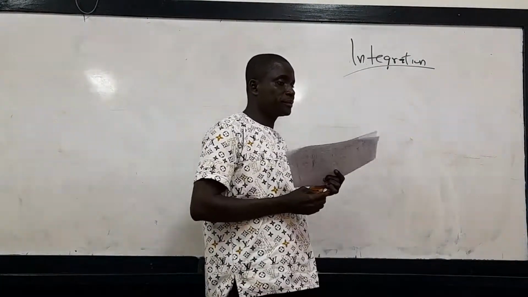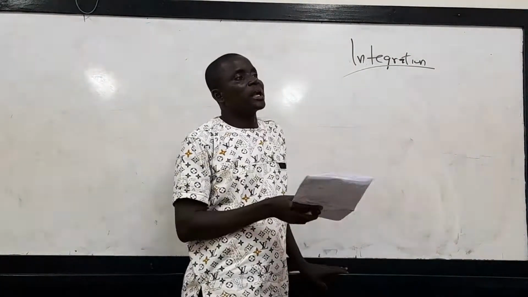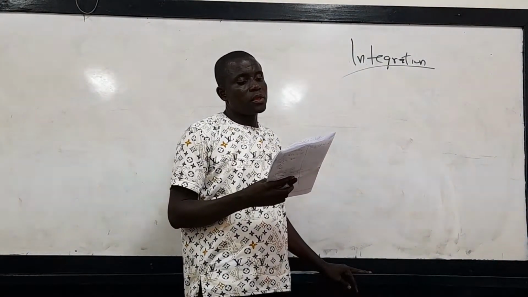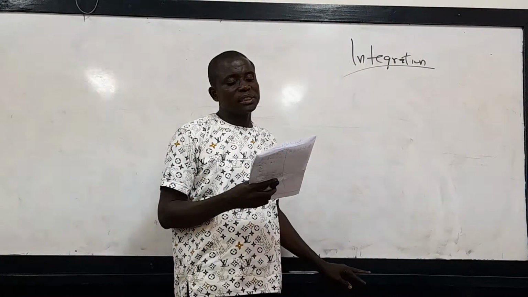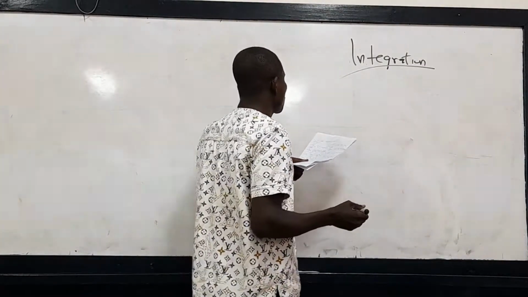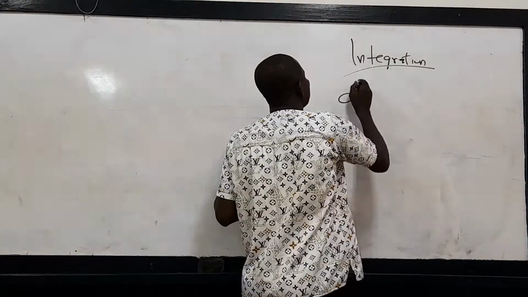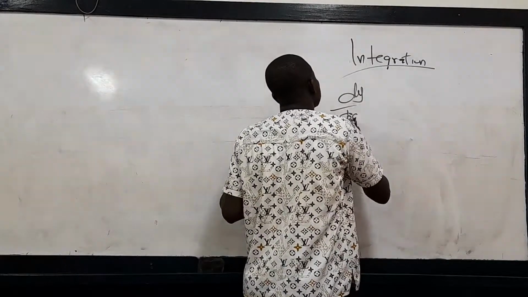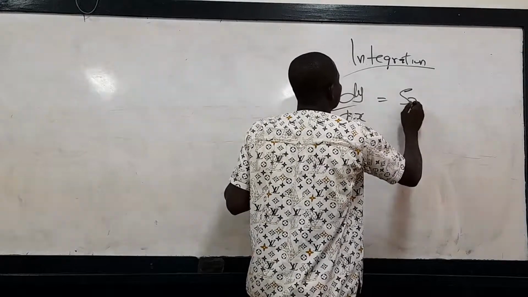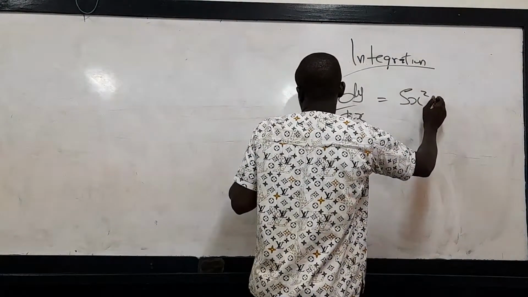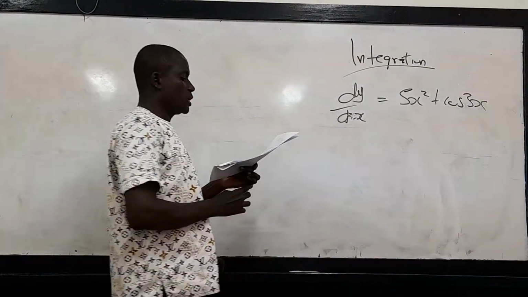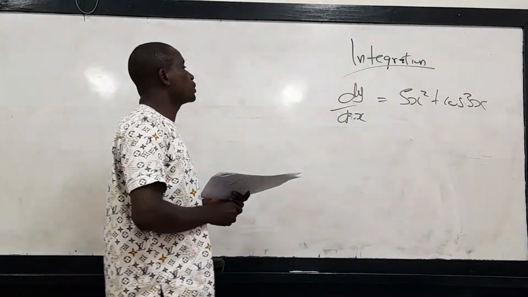to you all. We are on calculus tutorial 6, which is still on integration. So we want to look at certain differential equations and then we solve them as such. So given that we have to solve this differential equation, we have dy/dx is equal to 5x squared plus cos 3x. This is what we have. How do you solve this?